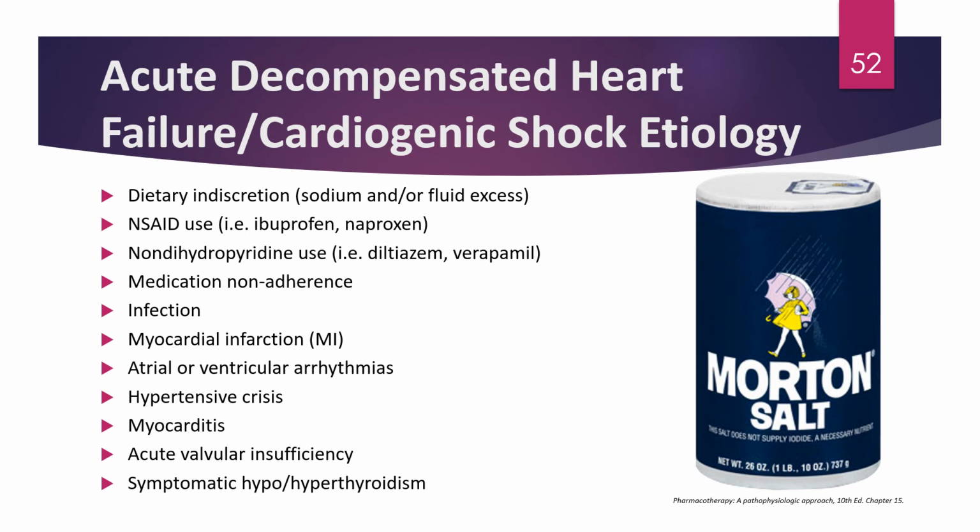And if you have a sepsis patient with pre-existing heart failure, you can get that hypodynamic septic shock we talked about earlier. Myocardial infarction, if you kill part of the heart, depending on the extent, will cause the heart to not pump as well. Atrial or ventricular arrhythmias can happen as well. Hypertensive crisis, myocarditis, or an inflammation of the heart muscle. Acute valvular insufficiency, such that you might have stenosis or regurgitation occur, and if that valve is not able to open properly and move blood sufficiently forward, that might cause a cardiogenic shock. And you might also see this with symptomatic hypo or hyperthyroidism as well.